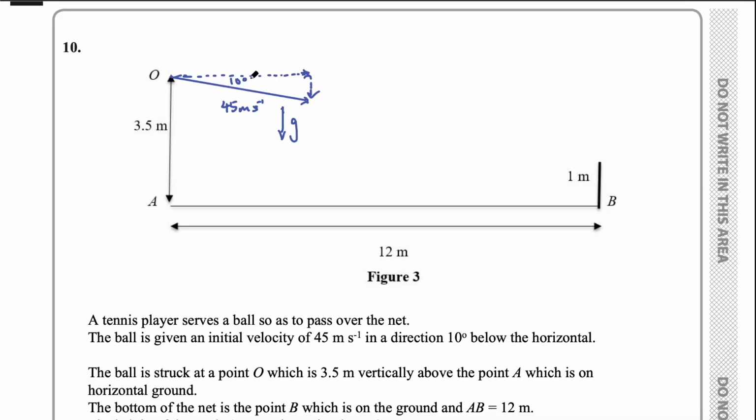So Vx, let's call this Vx in the x direction. This is going to be, well, this is the adjacent side to the angle, so this would be 45 cosine 10, and then the vertical aspect of this velocity would be, let's call that Vy. This would equal 45 sine 10.